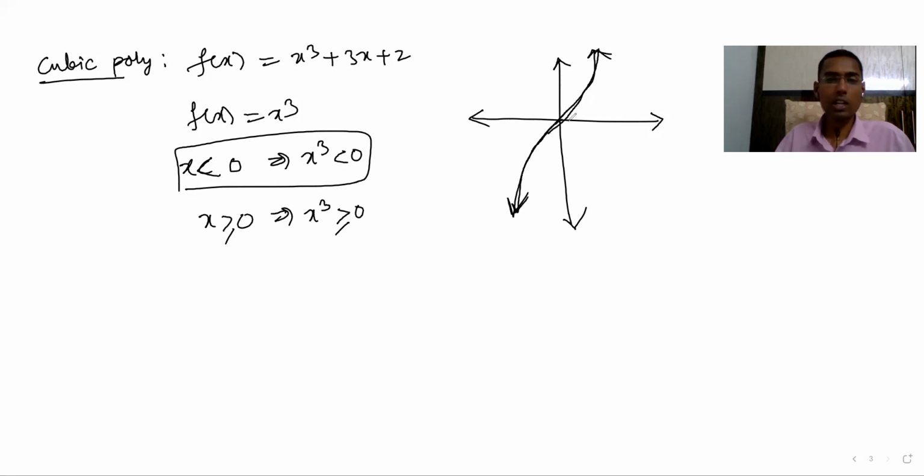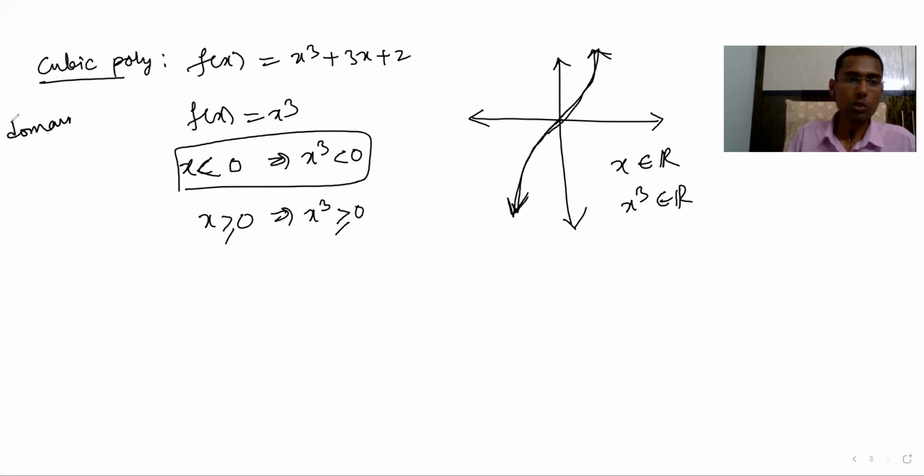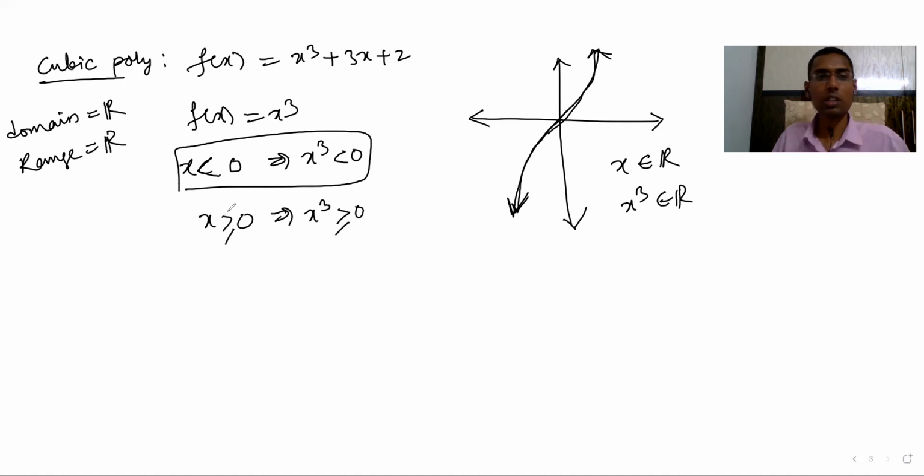So from the graph, what do you understand? X is a real number, and x cube also gives you all real numbers. That is the thing here. So the domain is anyway all real numbers. Range is also all real numbers. That's the reason I am telling you this. Not only that, this cubic is an odd degree polynomial. Odd degree polynomial means what?